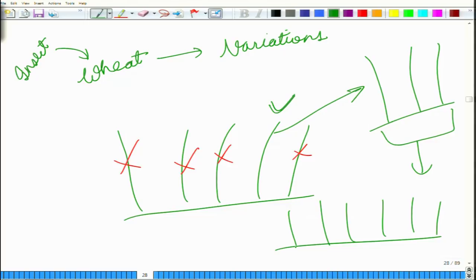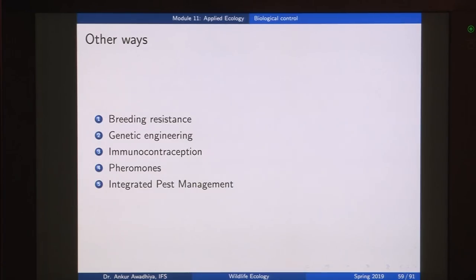Now all of these, or say most of these, will have the characteristics of resistance to this particular insect. So when this insect tries to invade this crop, it will not be able to kill off a number of wheat plants. This is known as breeding for resistance. In this case you are not reducing the number of your pests, but at the same time you are generating resistance in your crop so that it is able to resist the pest.